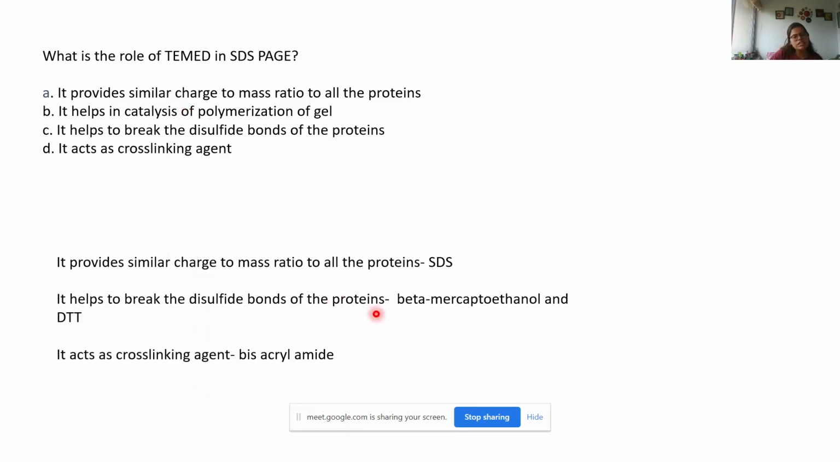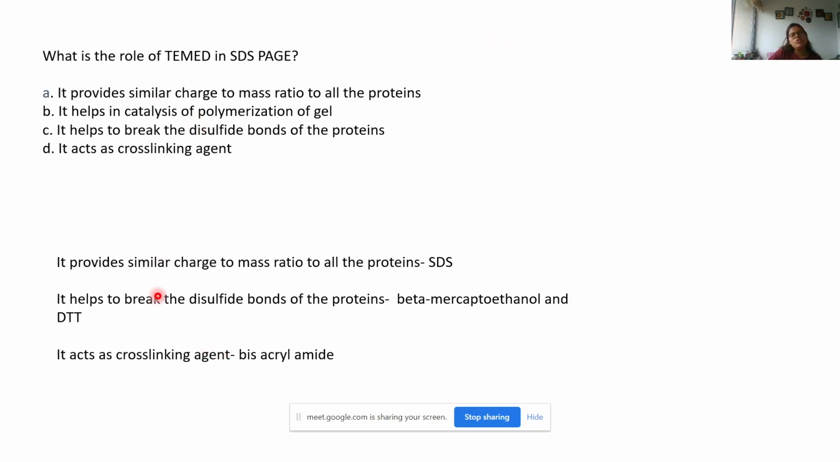SDS is the detergent used for SDS PAGE, and the charge to mass ratio is provided by SDS. It's a negatively charged detergent, and it provides equal charge to all the proteins of your interest. That is why in SDS PAGE, the separation is based just on mass, because all the proteins now have a similar negative charge. So B is correct: TEMED helps in the catalysis of polymerization.